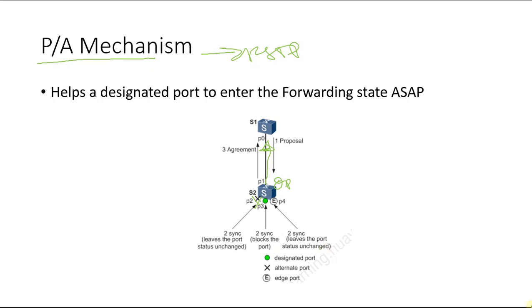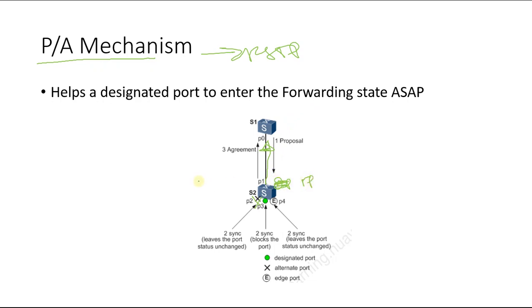So for this image, which you can see here, P0 and P1 become designated ports and send RSTP BPDUs. After receiving an RSTP BPDU with higher priority, P1 determines that it will become a root port but not a designated port. P1 then stops sending RSTP BPDUs. This is the root port.